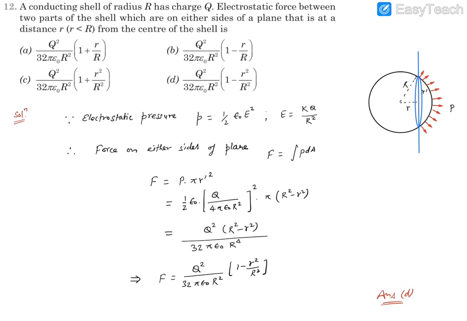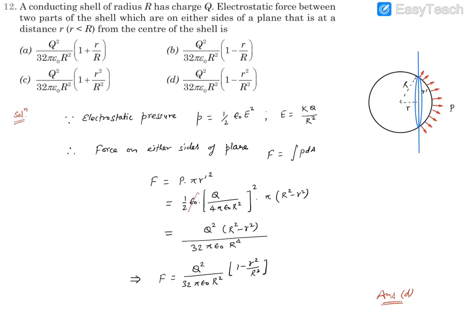Now we can substitute the value of P from here. So it's going to be half epsilon naught E square. E is this, which is Q upon 4 pi epsilon naught R square. And the area is going to be pi r dash square. r dash can be calculated using Pythagoras. So this r dash square is going to be basically R square minus small r square. And then squaring E is going to give Q square.